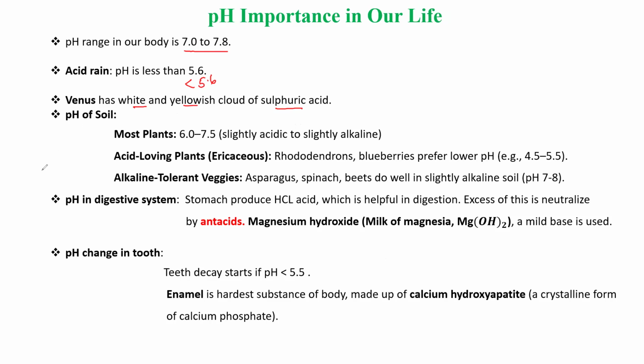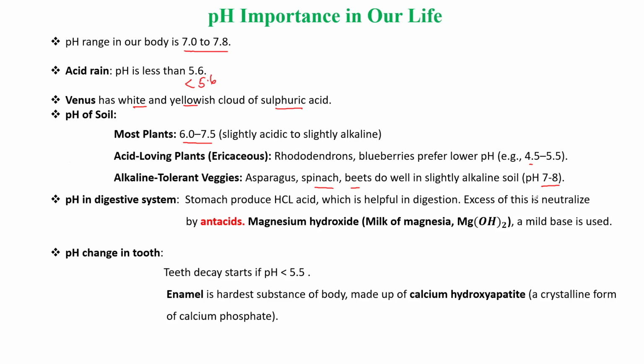Whereas the pH of the soil is very important for agriculture when we are talking about different plants. Most plants have a range of 6 to 7.5, so it is from acidic to slightly alkaline solution. And some plants are acid-loving plants, in which case the pH value is 4.5 to 5.5, for example blueberries. Whereas some alkaline-tolerant veggies are available, like spinach and beets. They require alkaline soil, that is, a pH of 7 to 8.